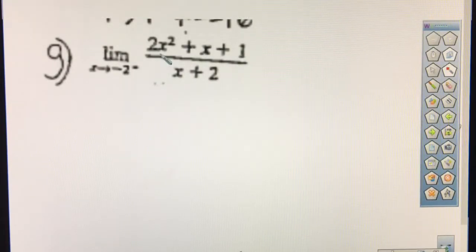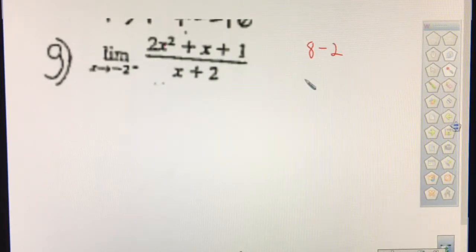I plug in 2, I'm probably going to get, oh wait, that's negative 2. 4, 8 minus 2 plus 1 over 0. That's D&E. Don't need to factor it. I'm good. Who cares if it's approaching from the left?